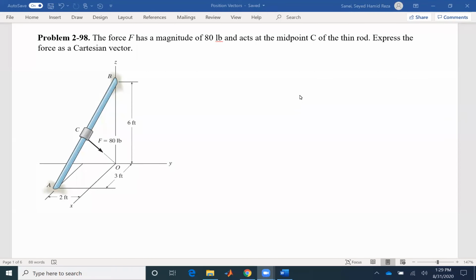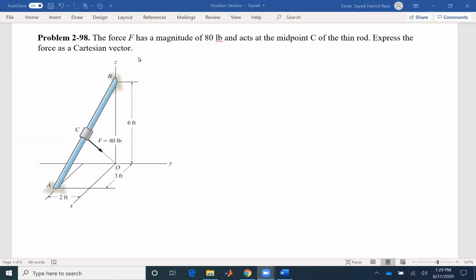Hello everyone, we are going to solve problem 98 of chapter 2. The force F has a magnitude of 80 pounds, so the unit system is pound here, and acts at the midpoint C. The question is telling us this point C is at the midpoint between point A and B of the thin rod. Express the force as a Cartesian vector.